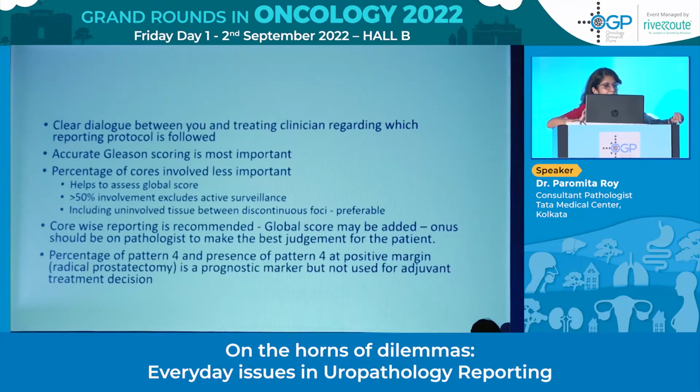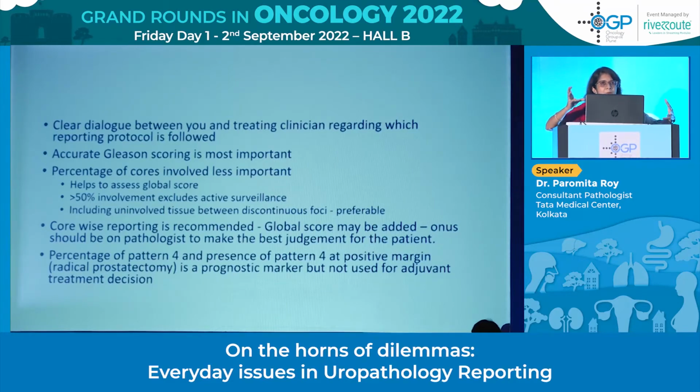Next important is the percentage of core reporting. Again, if you see the CAP protocol, they have different guidelines on whether you should report on each core, or give an overall grade for the entire specimen of 12 cores. So the ISUP recommendation is that the pathologist should take the onus of, apart from reporting Gleason score on each core, giving an overall idea to the clinician of whether this is a high volume tumor, whether more than 50% is involved or not.